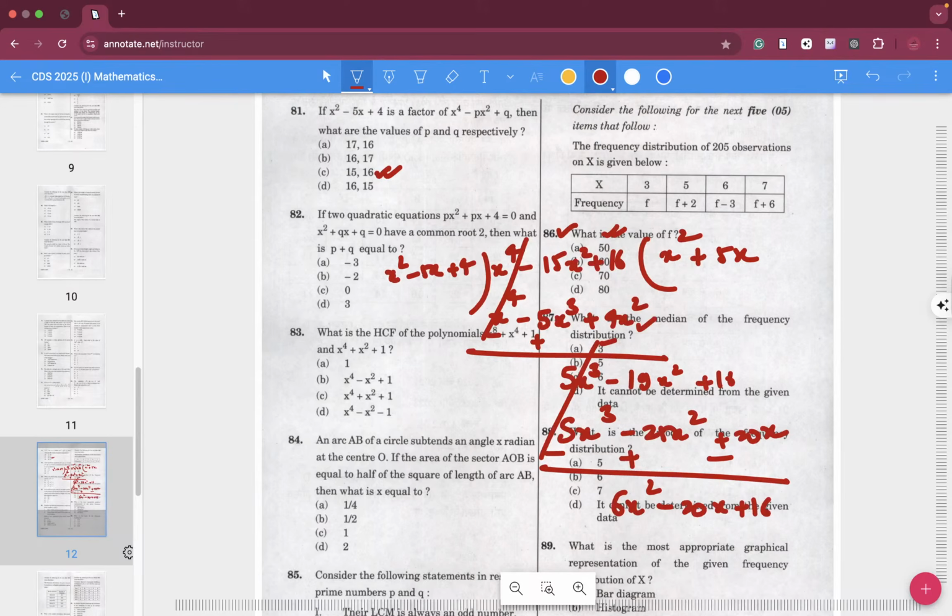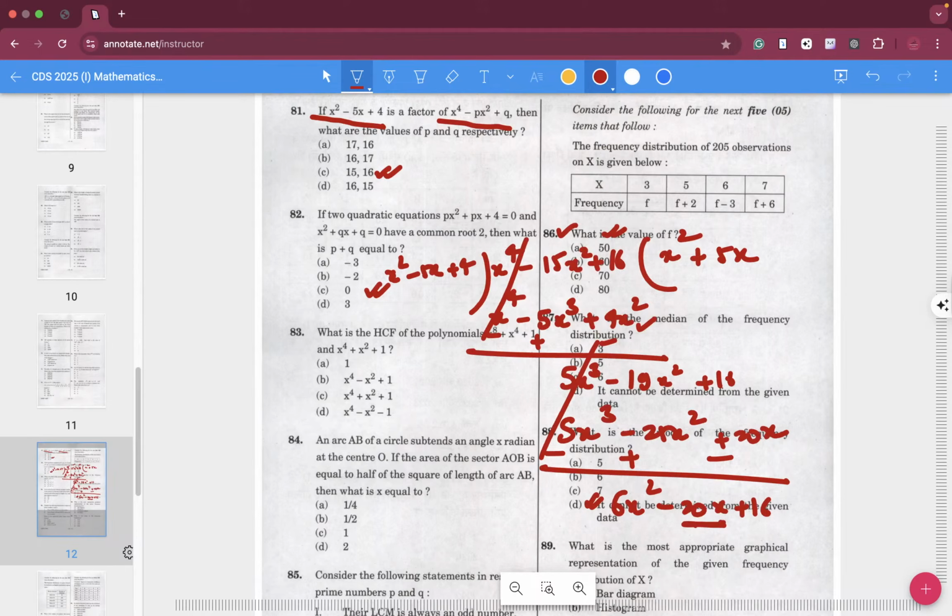Now one point all of you need to observe: this polynomial 6x square minus 20x plus 16 has the maximum power x square, and over here also the maximum power is x square. So obviously the quotient should be a constant. And also this polynomial, if it divides completely, it should divide this constant term.